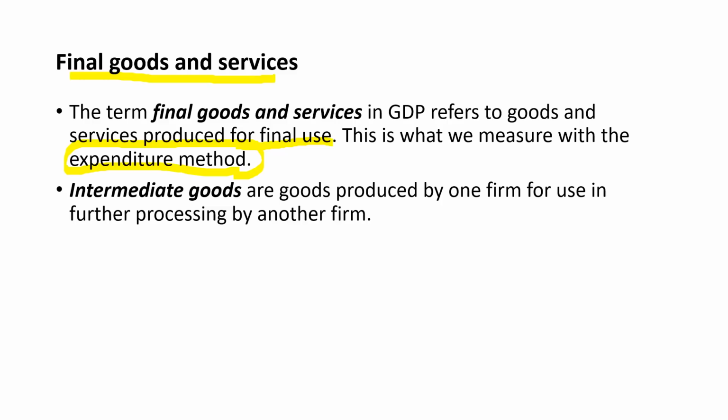While intermediate goods are goods produced by one firm for use in further processing by another firm. In other words, intermediate goods are items that we use to create another product, and these products have not finished their journey yet when somebody or a company buys them. So a product may be either an intermediate or consumer good, depending on who buys it.